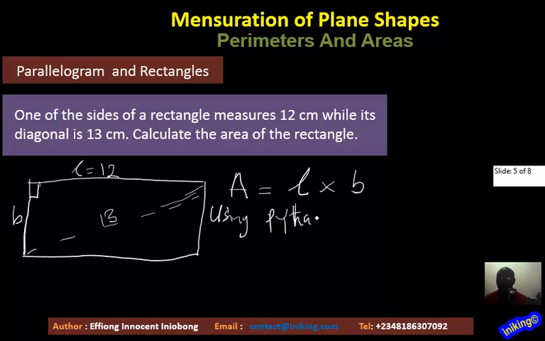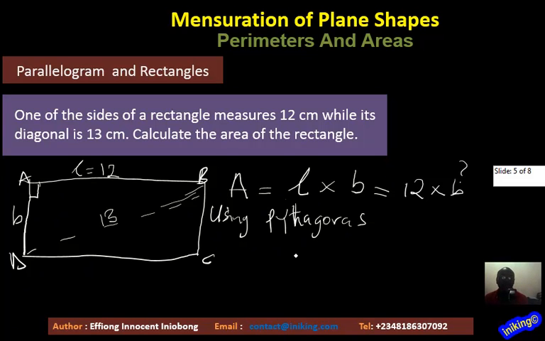Why am I doing that? If I call this A, I call this B, I call this C, I call this D, you can see that triangle ABD is a right angle triangle. So I can apply Pythagoras there to obtain the side B so that I can come back and find my area, because right now I only know 12, which is the length. I have no information for B. So I'm going to have to look for B.